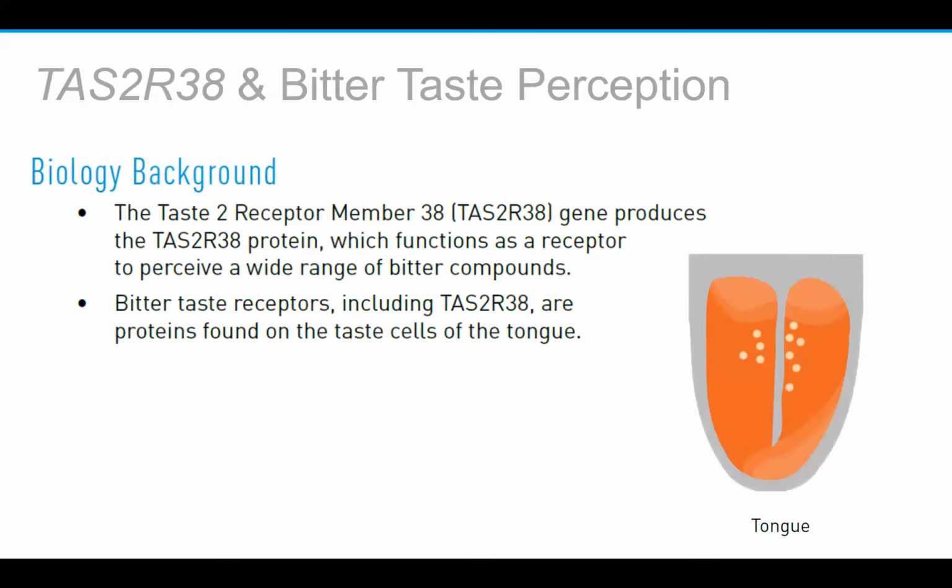In this activity, students will perform calculations similar to those involved in a GWAS to demonstrate an association between bitter taste perception and variants in the taster gene. The TASTE2 receptor member 38 gene, abbreviated TAS2R38, which I refer to as taster, produces the taster protein, which functions as a receptor to perceive a wide range of bitter compounds. Bitter taste receptors, including taster, are proteins found on the taste cells of the tongue.